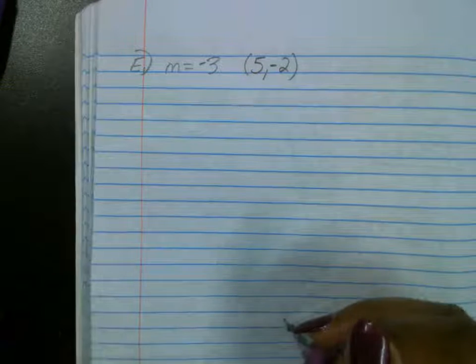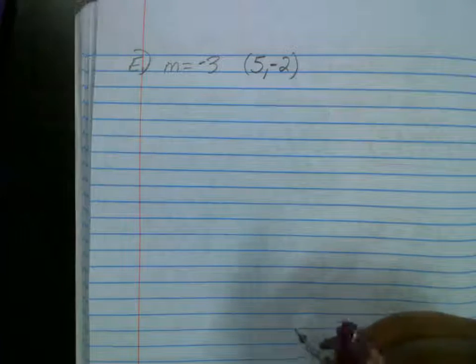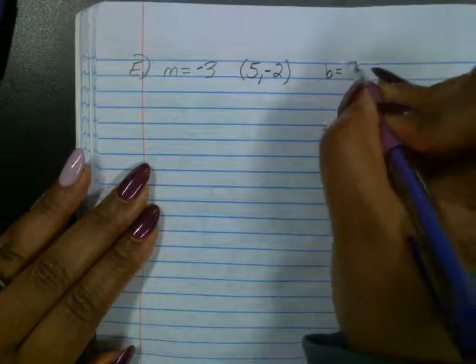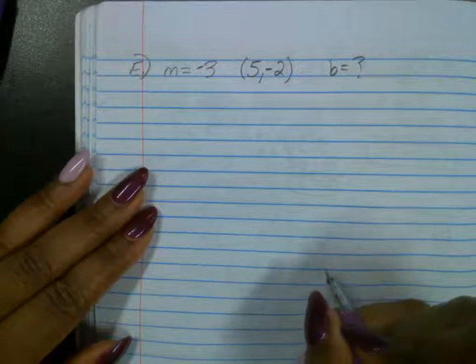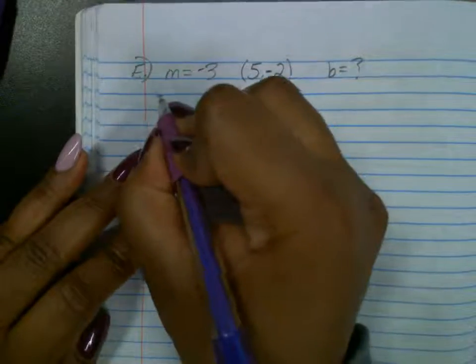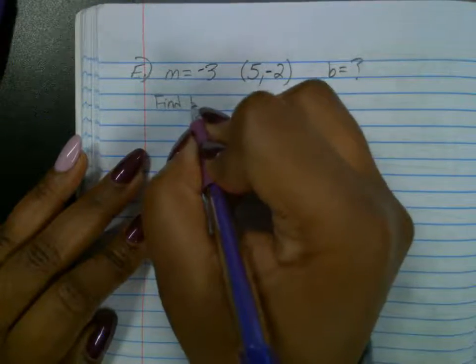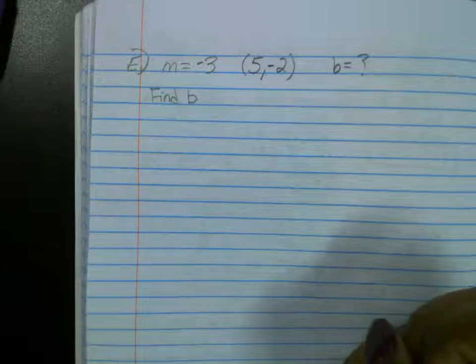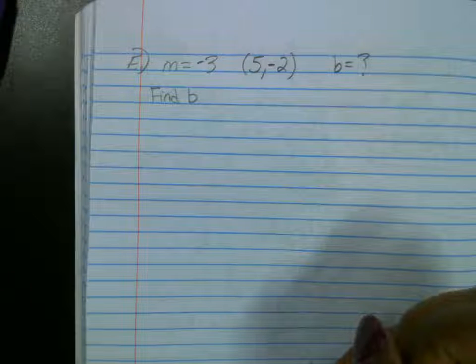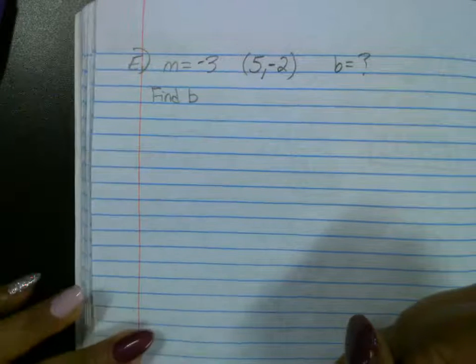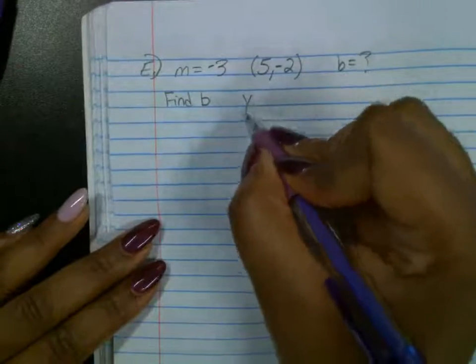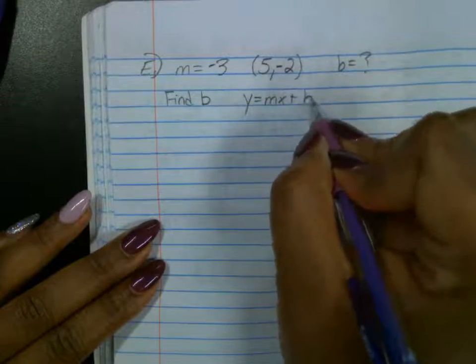All right, so now they did not give you B. They gave you M, but they didn't give you B, okay? B is what's missing. So over here, I'm going to write B with a question mark. I have to find B. So I'm going to do this the same way that I did in the other problems. In order to find B, look at the other problems if you're not sure. What do I use to find B? Very good, Aaliyah. Y equals mx plus b. Okay? That's what you use.